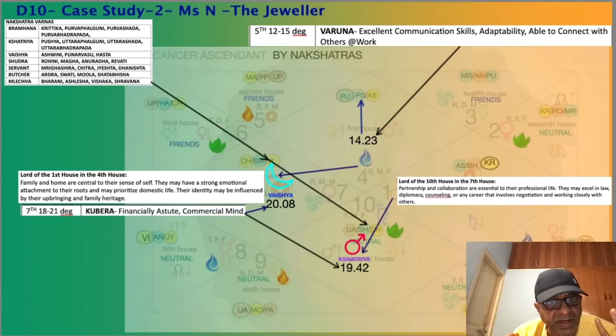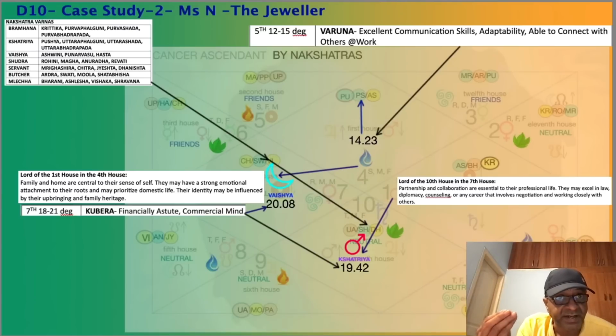What is 20.8 degrees so far as angles are concerned? 18 to 21 degrees is the 7th angle, which is Kubera, which is financially astute and a commercial mind. And the Moon is a Vaishya planet. It'll do very well in that because it is all about the money also. So she's a sharp businesswoman.